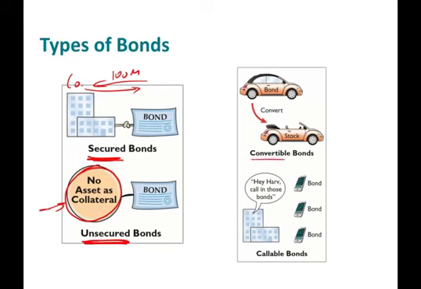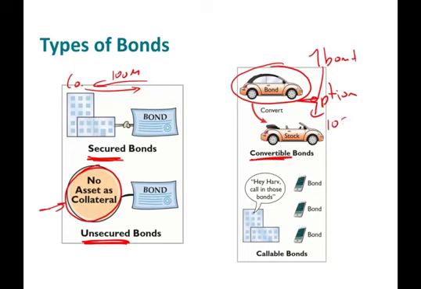Then there is the convertible bond. What is convertible? Basically, you will buy a bond. Then they will tell you you have the option of converting it into stocks. This is a neat picture. It'll be convertible into stocks. So for example, for every one bond, you can convert into 10 stocks, or whatever the ratio is.